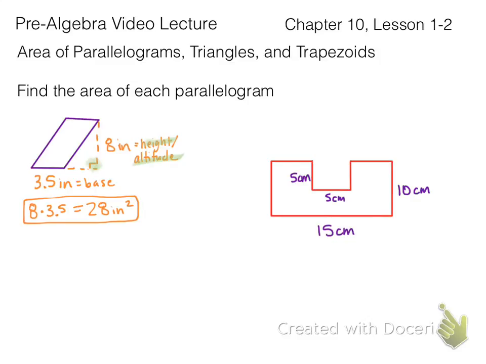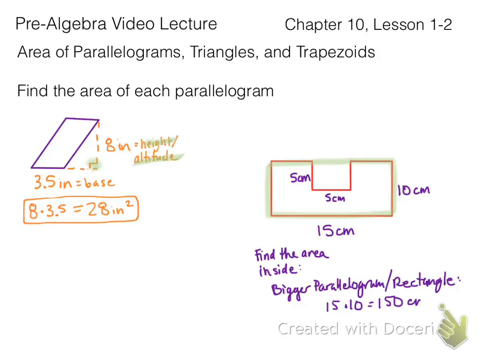Now, we can also do this with a very funky figure, something that looks like a rectangle but has maybe a square cut out of it. So I'm going to find the area of the larger rectangle and then subtract the area of the smaller square to find the area of the entire object. So the area of the bigger rectangle is 150 centimeters squared, and that's because it's 15 times 10.